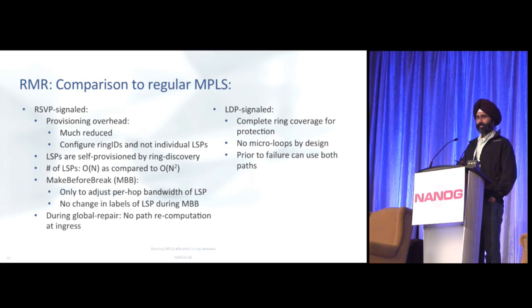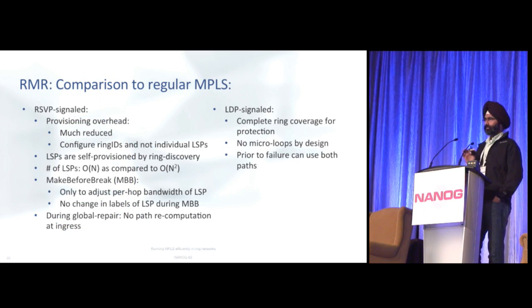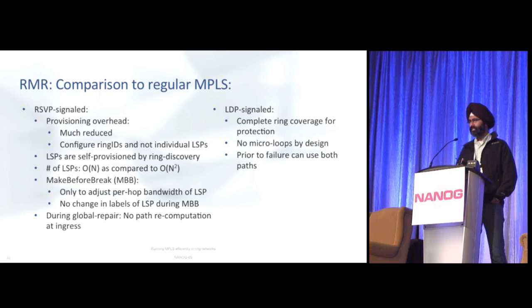OK, so how does this compare to regular RSVP-TE LSPs? As far as RSVP-TE LSPs are concerned, there's much less provisioning overhead. You just configure ring IDs. There's no individual LSP configuration. That's quite a bit. If your rings are of a certain size, that makes a huge difference. Also, because of the way the signaling for RMR LSPs works, the amount of state on the nodes is reduced from order n square to order n.